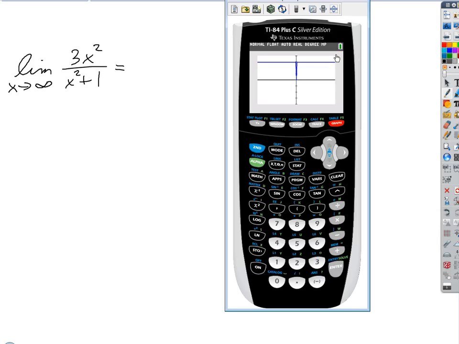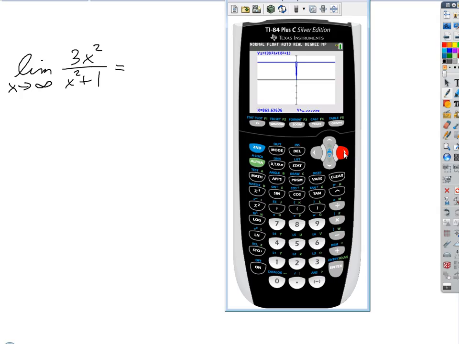Oh, yeah. 1, 2, 3. And I can see that if I just trace to the right, look what's happening to these values. The x values are getting bigger, and the y values seem to be pretty much approaching 3, don't they? As x approaches infinity, the y just seems to approach 3. It's getting there slowly, but it's getting there.